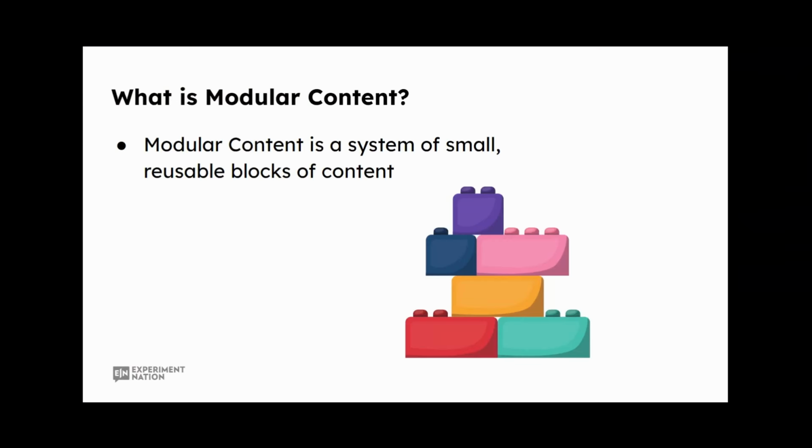To begin, let's define what modular content is. At its core, modular content is a system to track and organize small, reusable blocks of content that can be mixed and matched to create various outputs. Imagine it like a set of Lego bricks that can be rearranged to build anything from a simple house to a complex skyscraper.